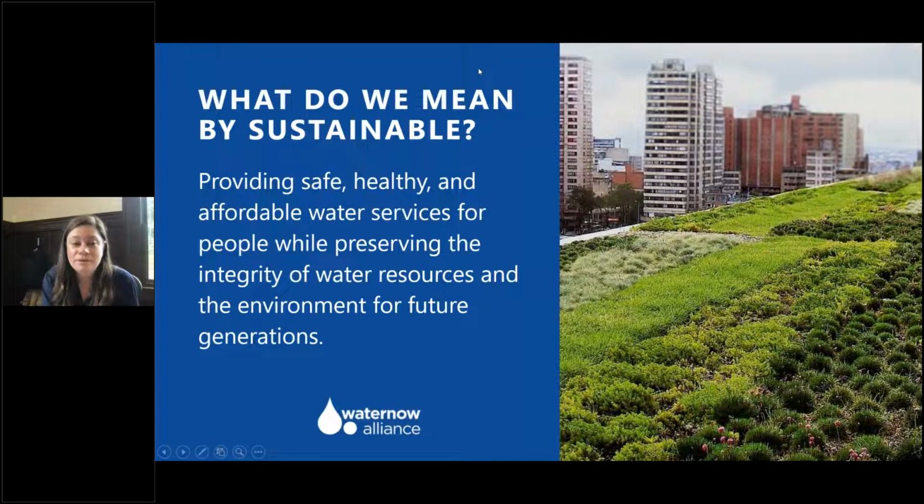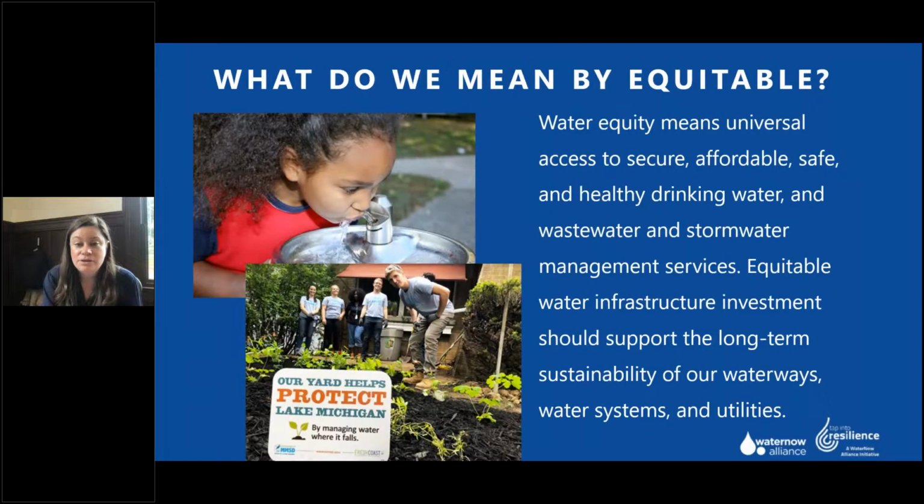On the next slide, equity is also a term that can mean different things for different groups. For Water Now, it means universal access to secure, affordable, safe, and healthy drinking water and wastewater and stormwater management services, where equitable water infrastructure investment should support the long-term sustainability of our waterways, water systems, and utilities.